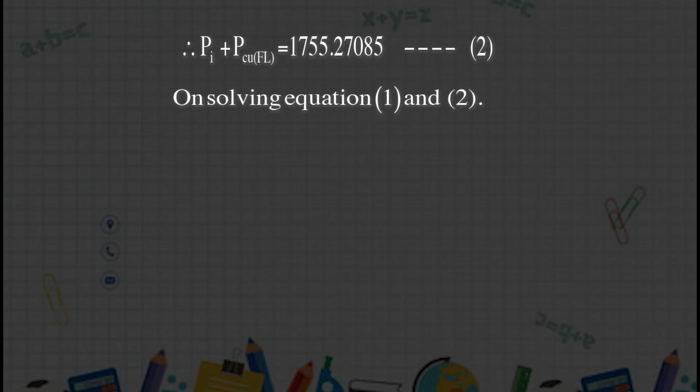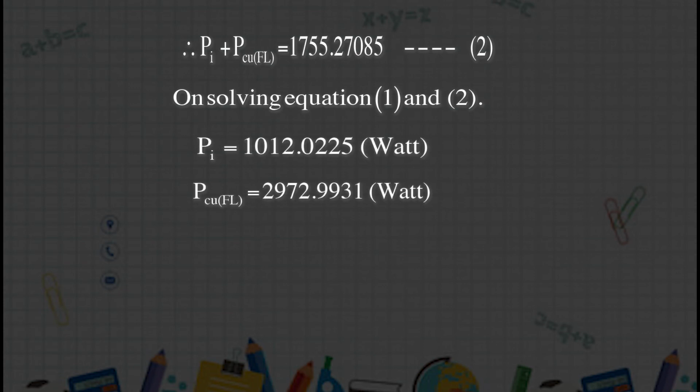After solving equation number 1 and 2, you get the value of iron loss Pi is equal to 1012.0225 watt, and copper losses at full load is equal to 2972.9931 watt.